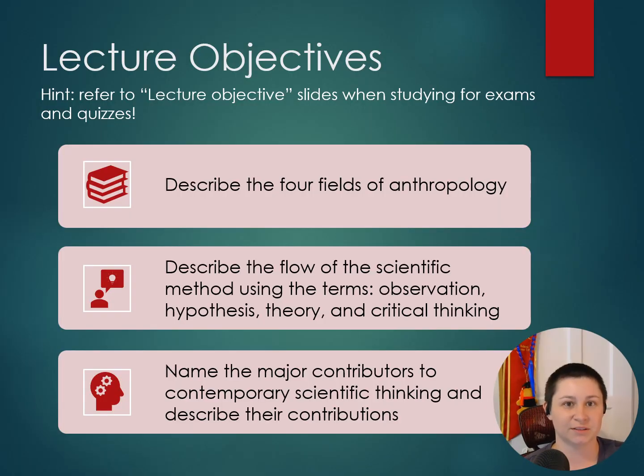Our lecture objectives are going to be to talk about the 4 fields of anthropology. Then we're going to go over a few things that you probably already learned in biology when you were in high school. So we're going to be talking about the flow of the scientific method. Then I'm going to bring up some major contributors to contemporary scientific thinking, people who contributed to the theory of evolution, basically. And this is a very important slide.